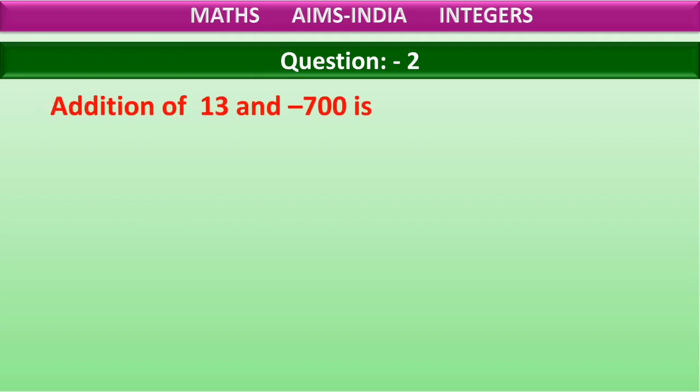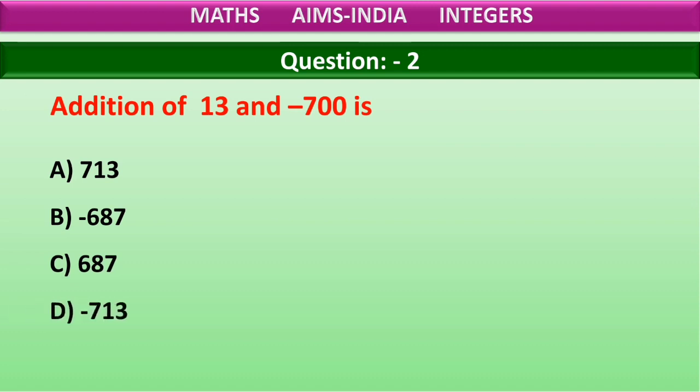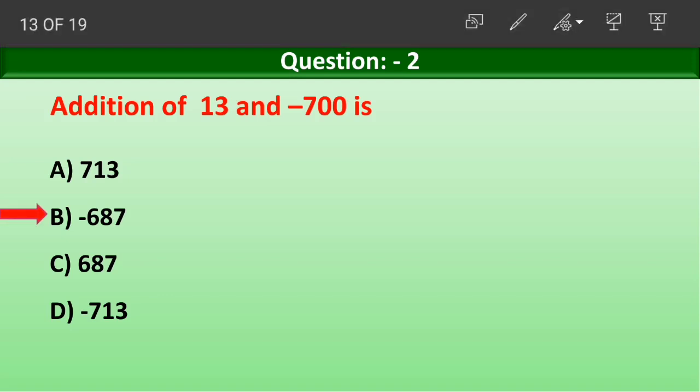Question number 2. Addition of 13 and minus 700 is? Option A, 713; option B, minus 687; option C, 687; option D, minus 713. Now which is the correct answer here? Yes, the correct answer is B, minus 687.